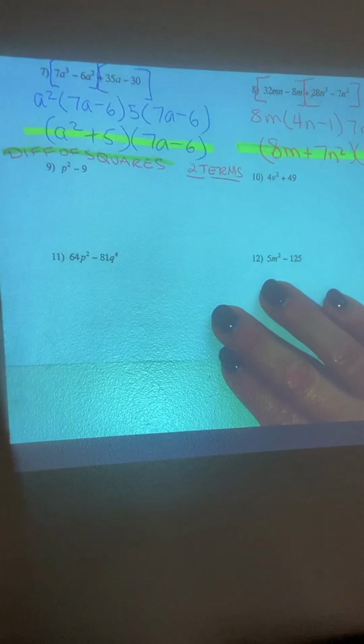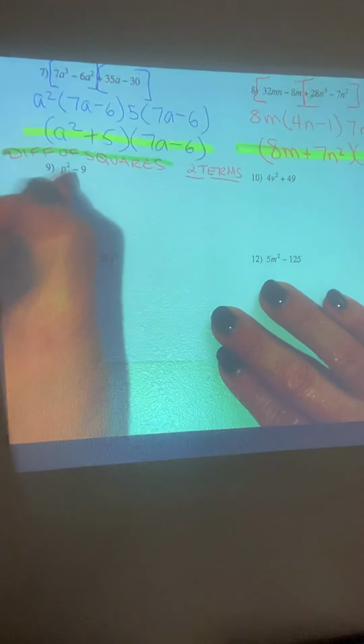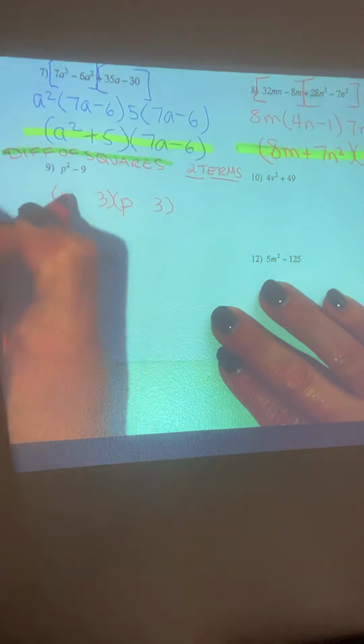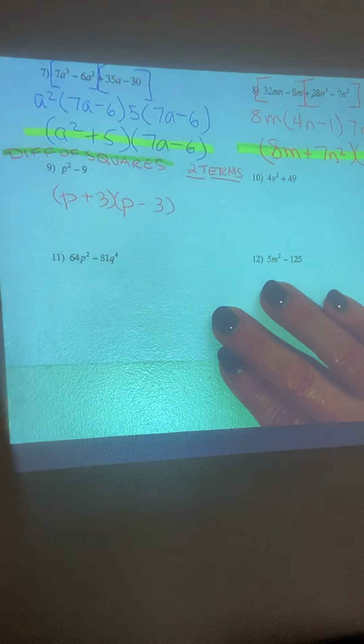They have to have a minus sign, two terms, and both terms need to have perfect squares. Okay, so number 9 does. Take the square root of each, 1 plus, 1 minus. Square root of 9, 3 and 3, 1 plus, 1 minus. It does not matter the order, it could be plus minus or minus plus, because when you FOIL it back, your inners and outers cancel.